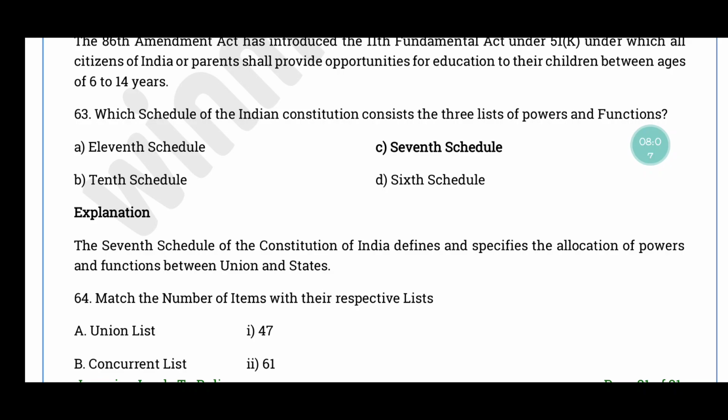Question number 63. Which schedule of Indian Constitution consists the list of powers and functions? The correct answer is option C, 7th schedule. Indian Constitution 7th schedule it defines and specifies the allocation of powers and functions between union and states.